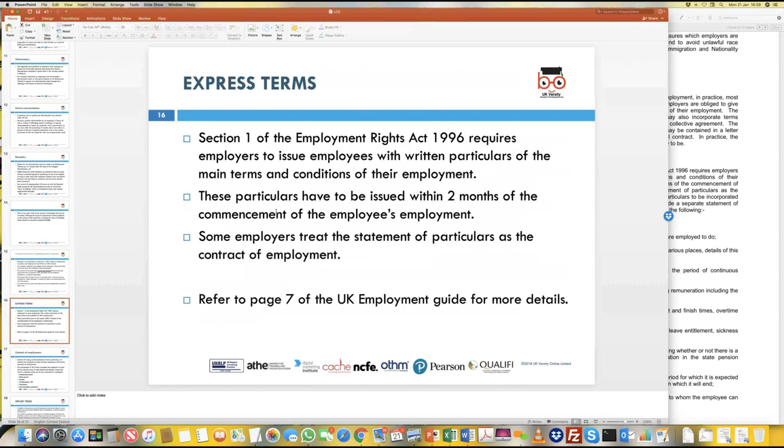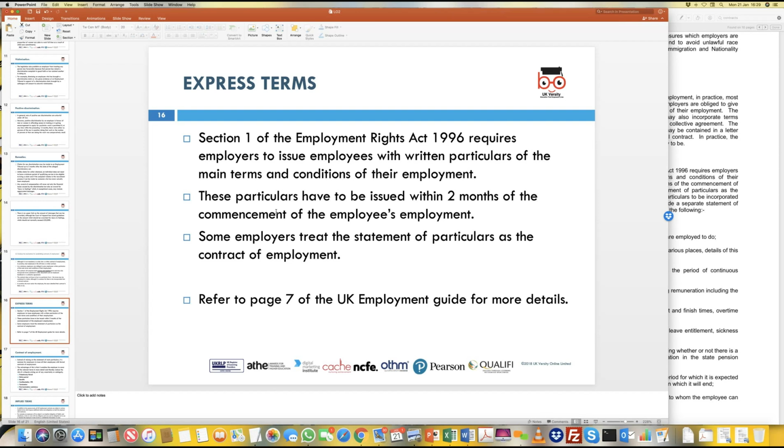So when we look at an example of an express term, I've picked up one law, which is the Employment Rights Act of 1996. It says that all employers are required to issue employees with written particulars, which is basically a written contract, and that contract covers the main terms and conditions of their employment. Now, these particulars have to be issued within 2 months of commencement of the employment.